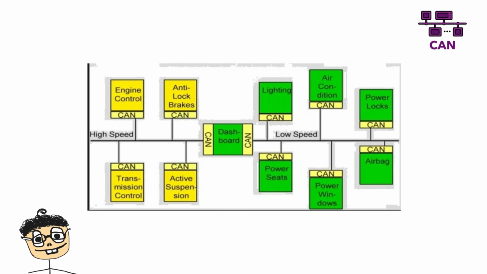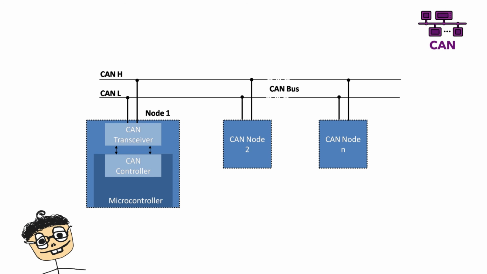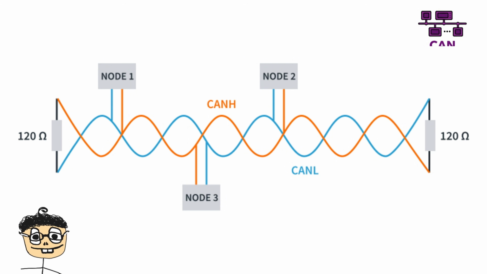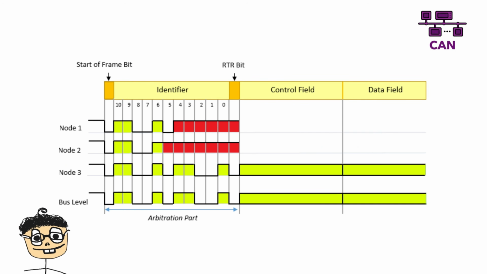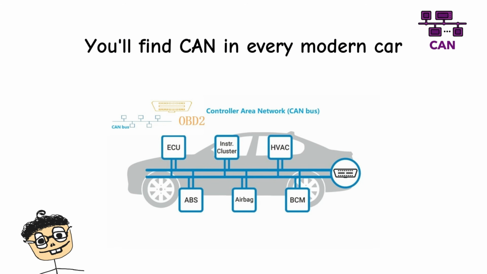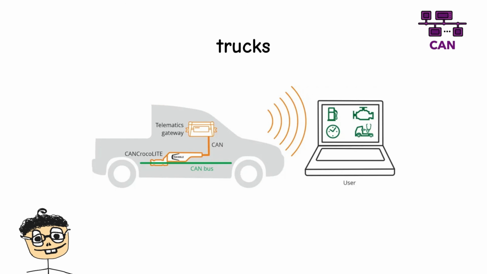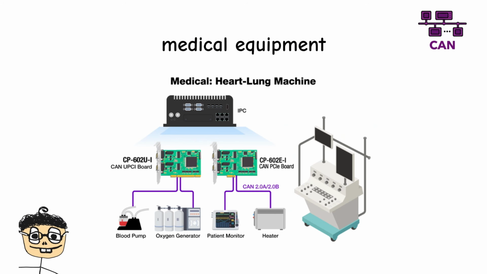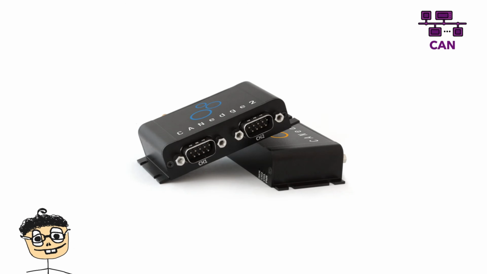CAN lets all of them share just 2 wires called CAN high and CAN low, while each device talks and listens at the same time. The clever part is how it handles conflicts. If 2 devices try to talk at the same time, CAN has a built-in priority system that decides who goes first without losing any data. You'll find CAN in every modern car, trucks, industrial robots, and even medical equipment. It is one of the most battle-tested protocols ever built.